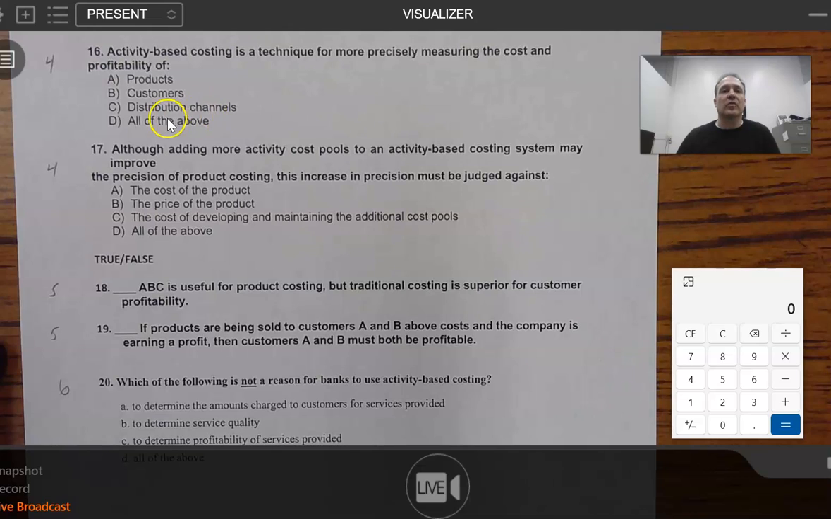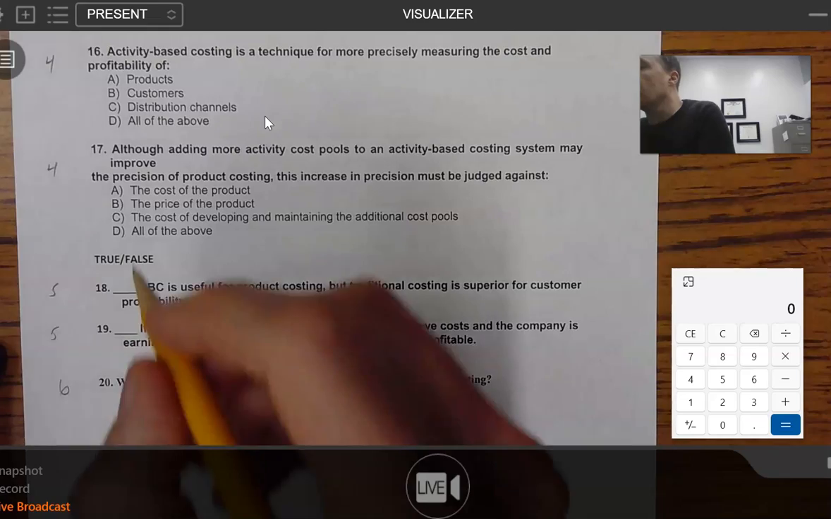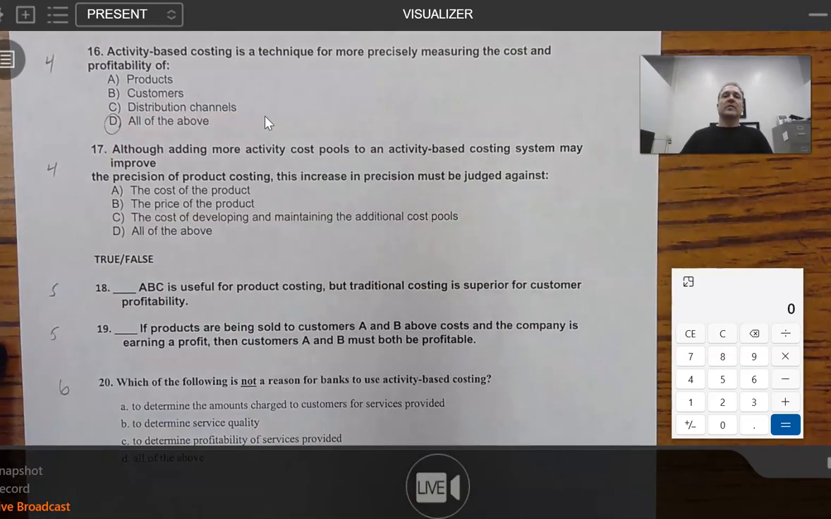Distribution channels. So distribution channel is a type of cost, and this is something that a company needs to look at. This is how we are distributing our product. Is that the most effective way? Well, whether it is or whether it isn't, there's a cost associated with it. So our answer is going to be answer choice D, all of the above. It helps us with measuring the cost and then related profitability for all of those items.